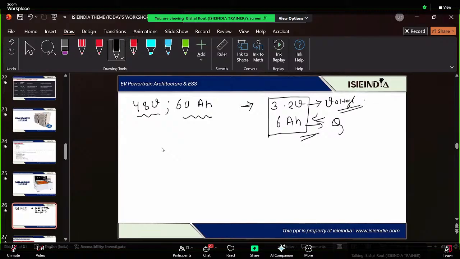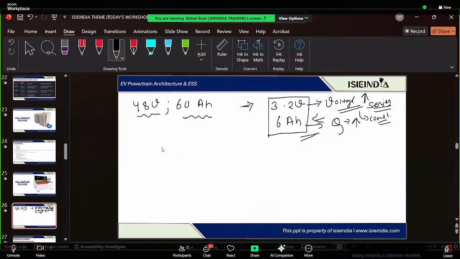Let us suppose you want to increase the voltage, keeping the capacity constant, then you have to connect the cells in series. Again, I'm reiterating, if you want to increase the voltage keeping the capacity constant, you have to connect the cells in series. If you want to increase the capacity keeping the voltage constant, then you have to connect the cells in parallel, right?